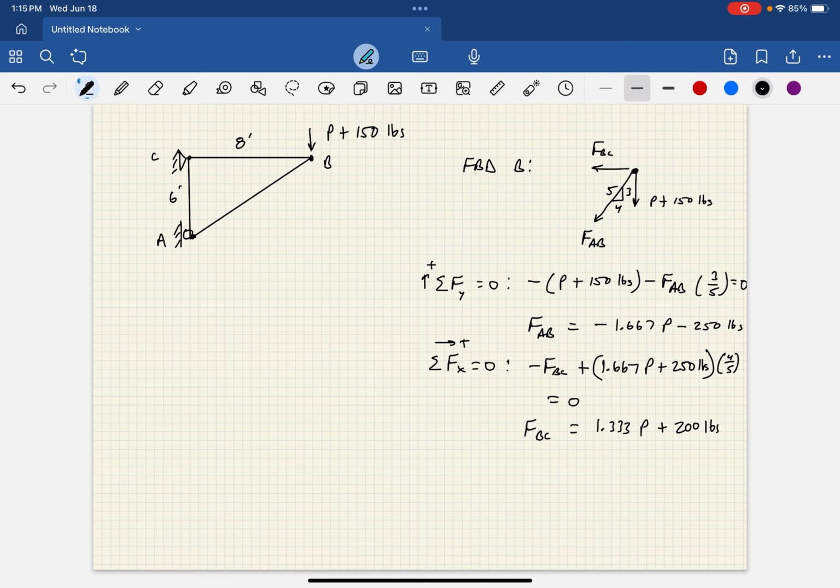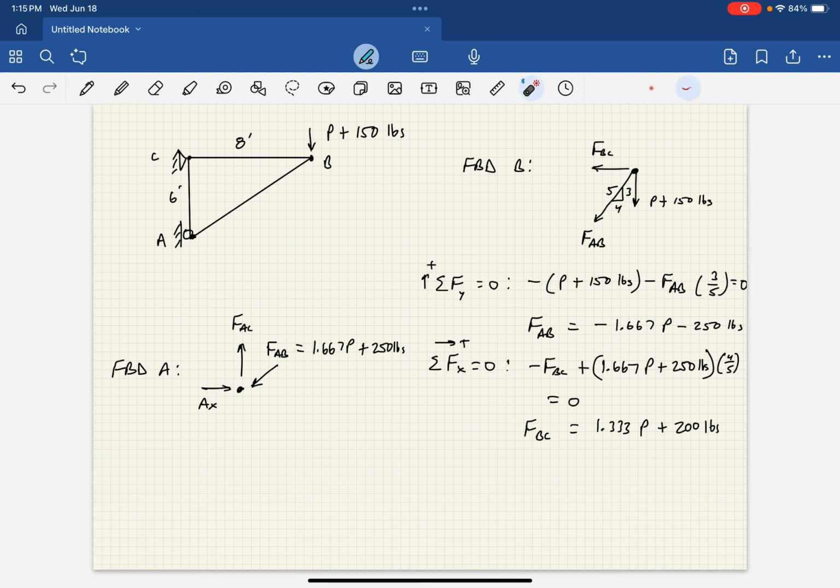Now, finally, we're going to move to joint A, and we're going to draw the free body diagram of joint A, and I'm going to sketch that here. I'm going to have an FAC. I do have an AX here, but remember, you're not really interested in the reactions here. You're just interested in the member forces. And I have this FAB in compression. So, you can write FAB here as 1.667 P plus 250 pounds.